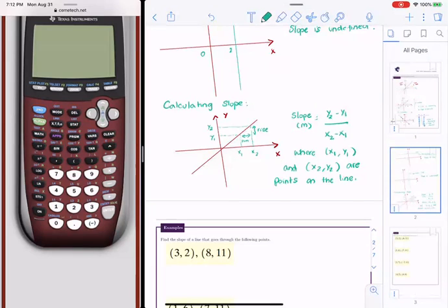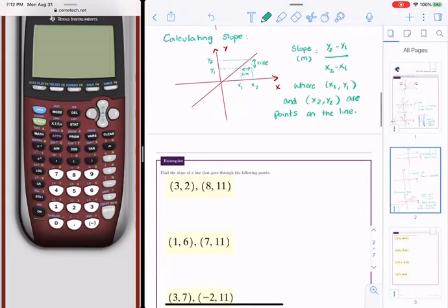Where x1, y1 and x2, y2 are points on the line, these points have to lie on the line or else it wouldn't make any sense at all. So the formula for slope is simply y2 minus y1 divided by x2 minus x1, where the coordinate pairs are x1, y1 and x2, y2.